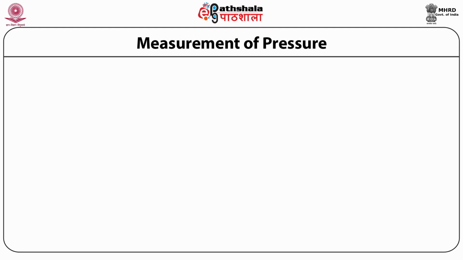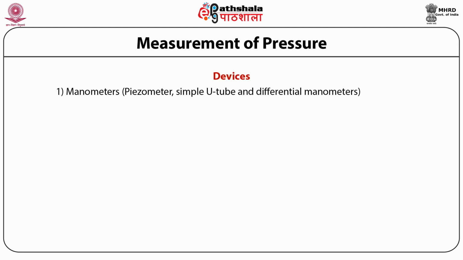In day-to-day life, it is a very common practice to measure the pressure of any fluid which is flowing or which is static. To measure this, we use some equipments. The most common devices used for pressure measurement are the manometers. Among the manometers, there are the piezometer, simple U-tube manometers and differential manometers. Also, we use mechanical gauges like Bourdon's gauge and diaphragm.